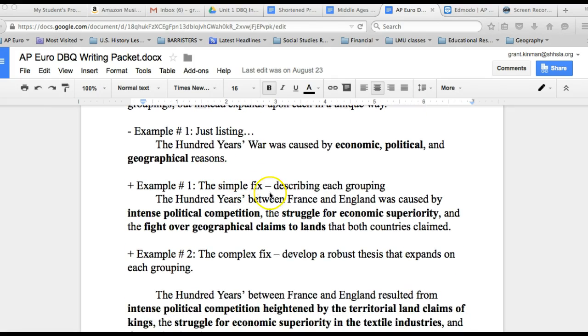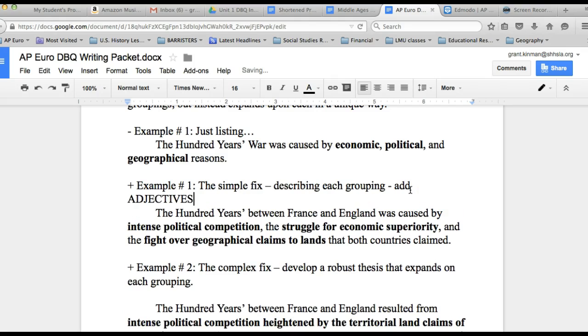There's a simple fix. You describe each grouping, add adjectives. Add that to your notes. Add adjectives, and then specific details. Most often nouns about person, place, or things. So let's look here. Positive example that will get you a point on the AP exam for sure.